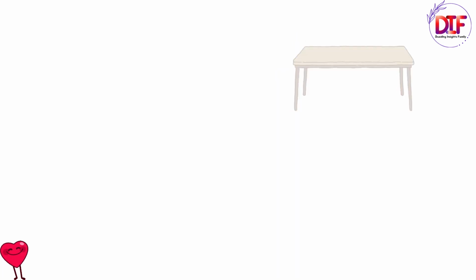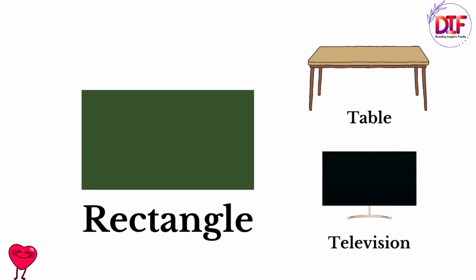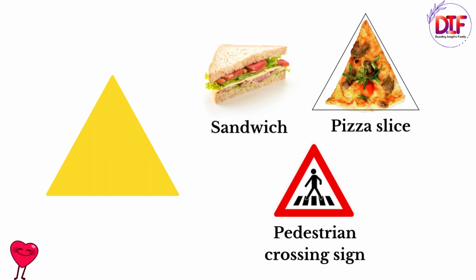The next shape we have is rectangle. R-E-C-T-A-N-G-L-E. Rectangle. A good example of this shape rectangle is a table. And another good example is television. Okay? You can look around you and find out other examples of the different shapes we are learning in this video.